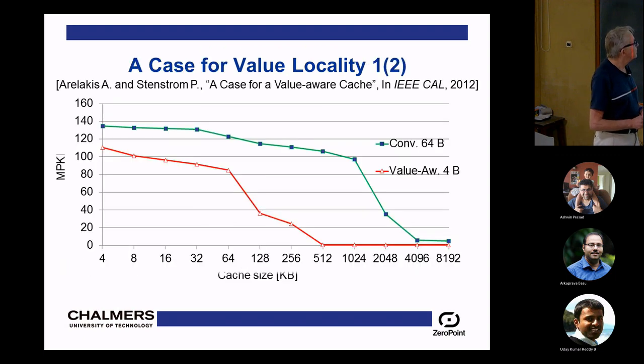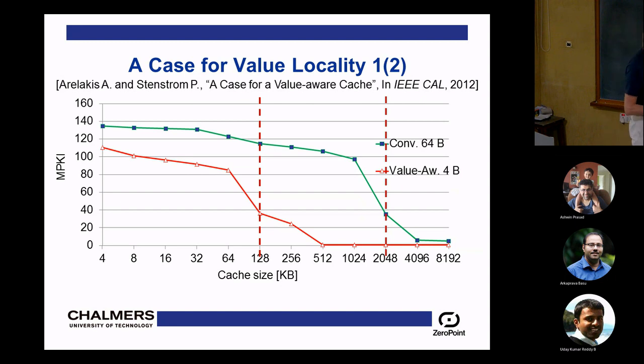So, this is an interesting observation we did quite many years ago. So I want to get back. Okay. So the red curve here corresponds to the value cache, and as you can see, it drops faster because you can basically store more data in that cache. For example, if we would pick a conventional cache of 2 megabytes, then we would get the same level of MPKI, misses per kilo instruction, for a value cache that is only 128 kbytes. So that's a compression factor of 16 times.